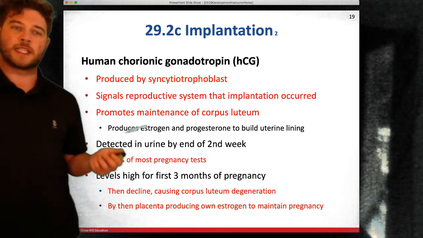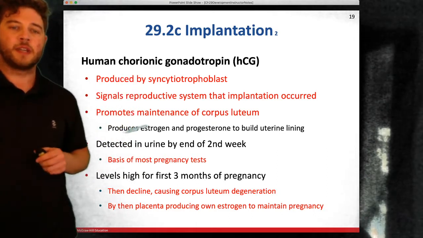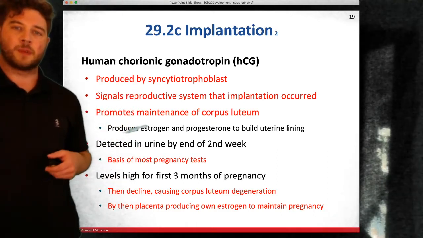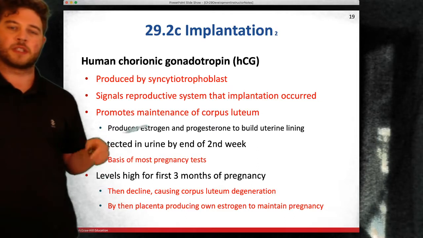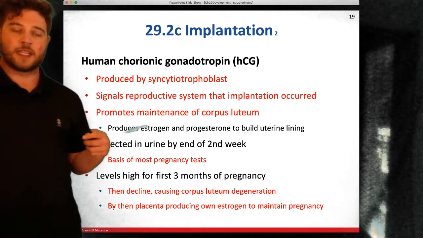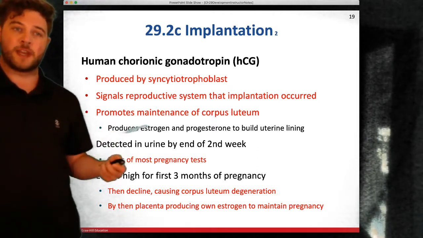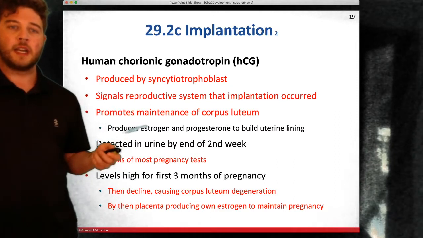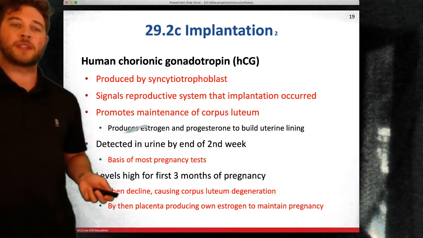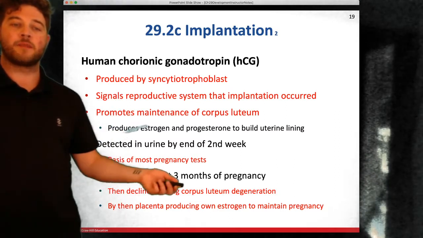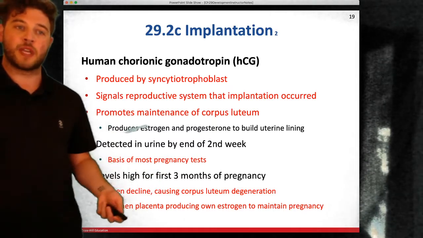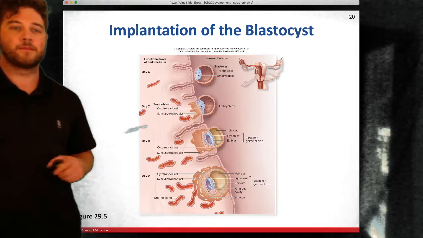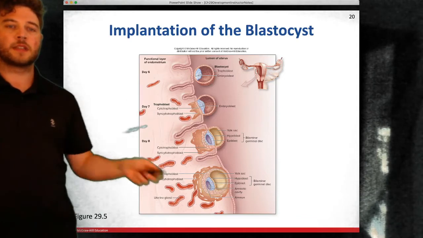Most pregnancy tests are going to be testing for HCG. The levels are high for the first 3 months of the pregnancy, while the placenta is developing and the corpus luteum is providing hormonal regulation. After that, though, it starts to decline because the placenta has started producing its own estrogen to maintain the pregnancy.